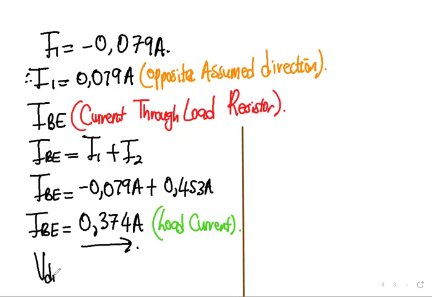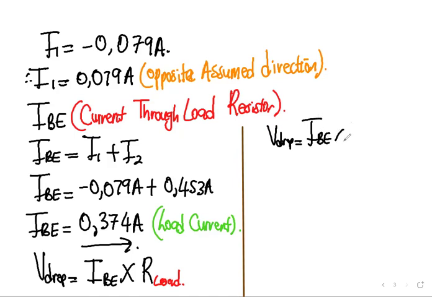So the V drop, which is the voltage drop, is equal to IBE, which you know is the current through the load resistor, multiplied by R load, which represents our load resistor. So we're going to be using this formula. Let me write it here. V drop is equal to the current at BE multiplied by R load, which is the load resistor.